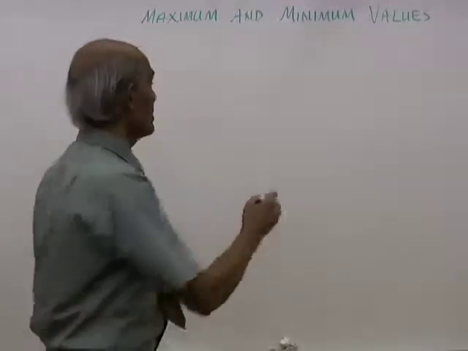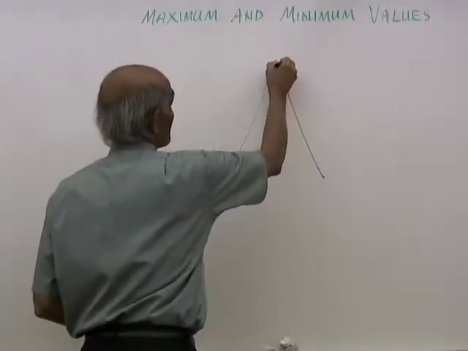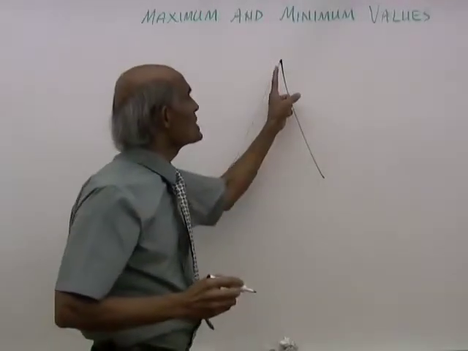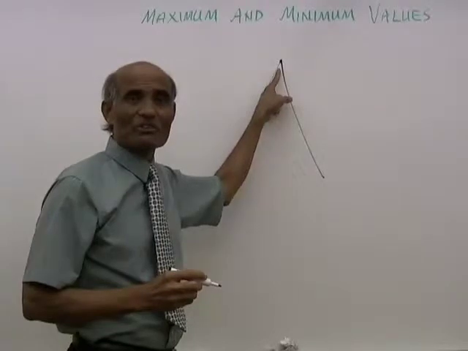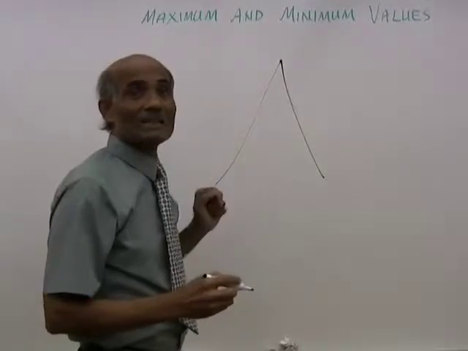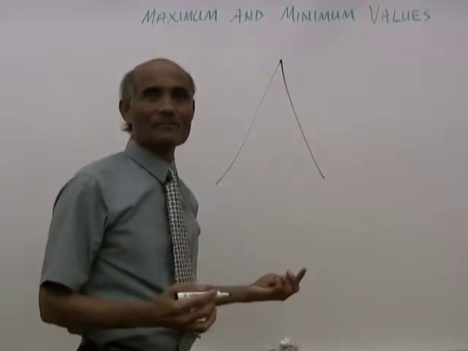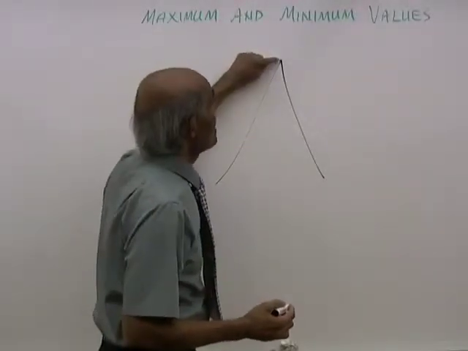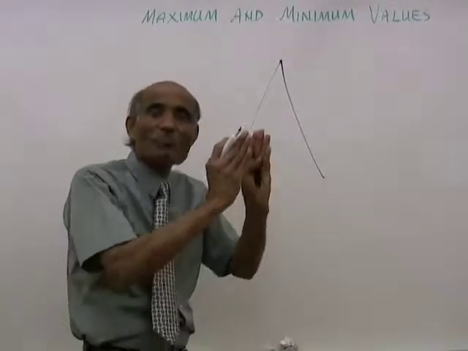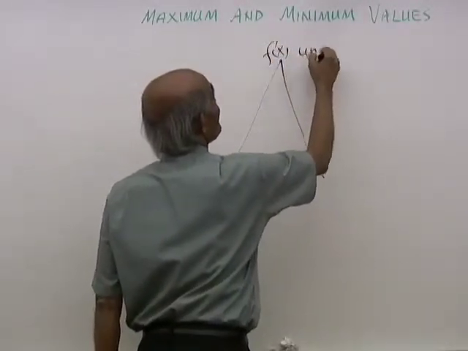Now, you can also get a critical number where the derivative is undefined. Look at a point like this. It actually represents a relative maximum, but here the derivative is not equal to 0. Why not? Well, because the slope of the tangent line can have two values, because it's a sharp corner. We say here f prime of x is undefined.